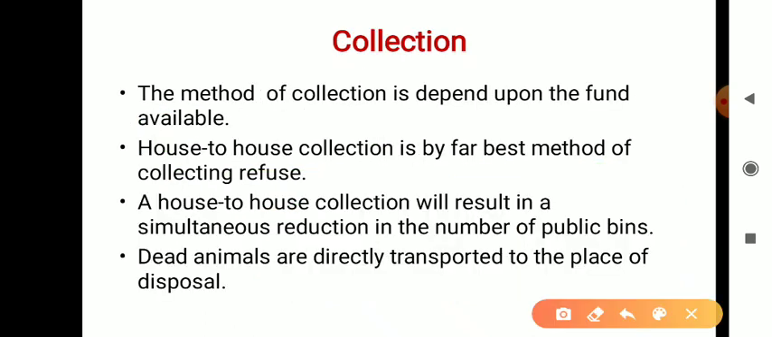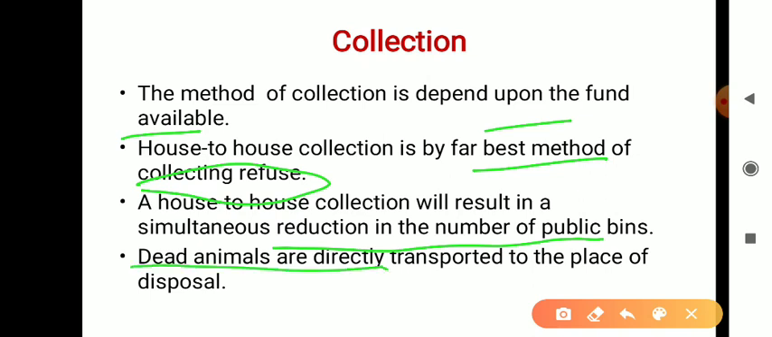Next we will see the collection. This is also an important thing that we have to notice. It mainly depends on what funds are available. House to house collection is the best method of collecting waste. And if house to house collection is there, simultaneously there will be a reduction in the number of public bins, and whatever dead animals there are have to be directly transported to the disposal places.